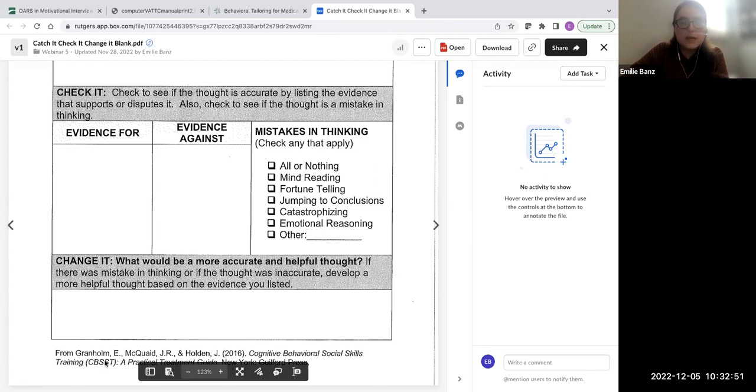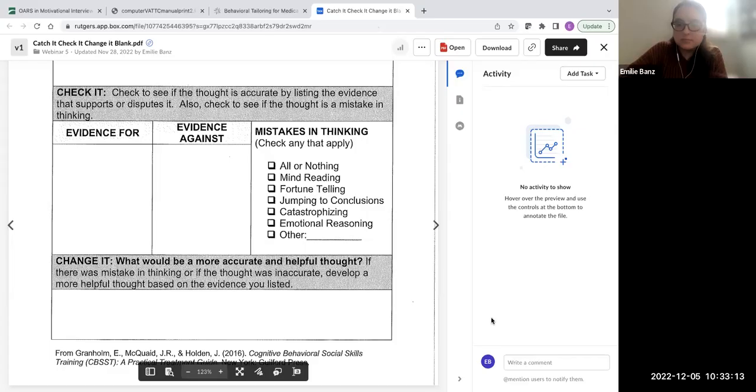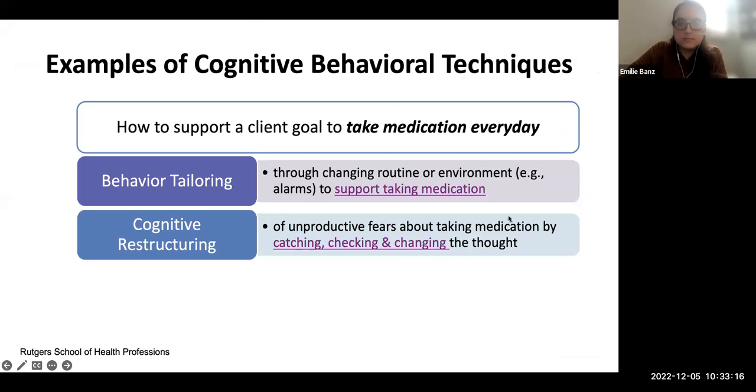And this is the textbook that we got this from, Cognitive Behavioral Social Skills Training: A Practical Treatment Guide. So for those of you who are familiar with CBT, this sounds very familiar. Yes, all right, yes, absolutely. And this is very much based in CBT, but a technique you can teach to the person to help them independently restructure those thoughts.